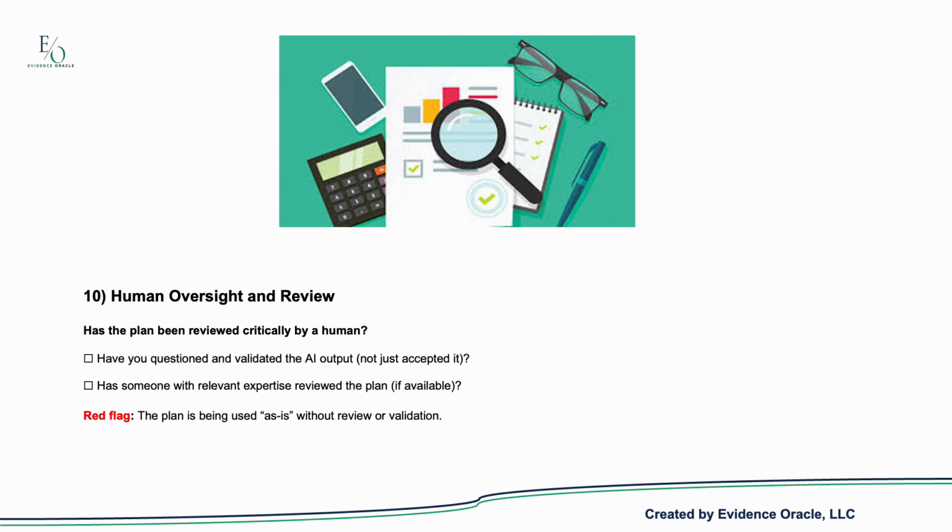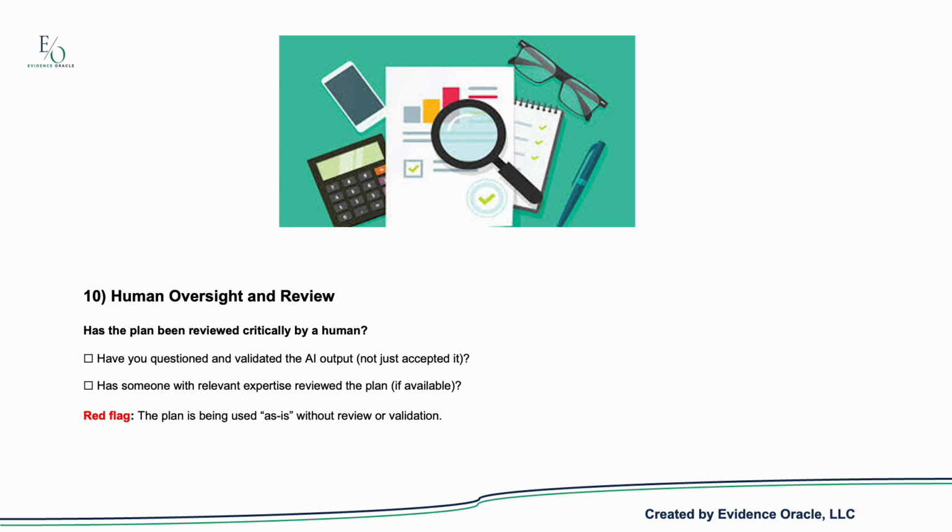Human oversight and review. This may be the most important step. Don't use AI outputs blindly. You must critically review, question, and validate the plan. If possible, involve someone or a set of people with evaluation expertise. AI is a good starting point, but not at all a substitute for judgment.